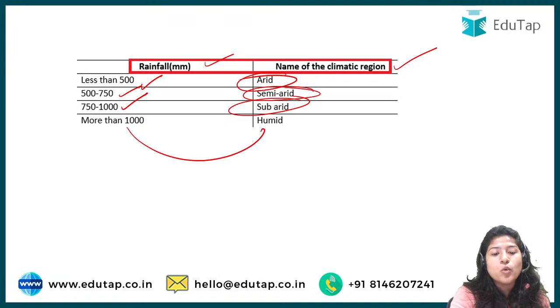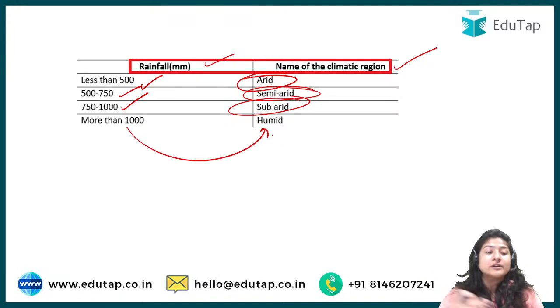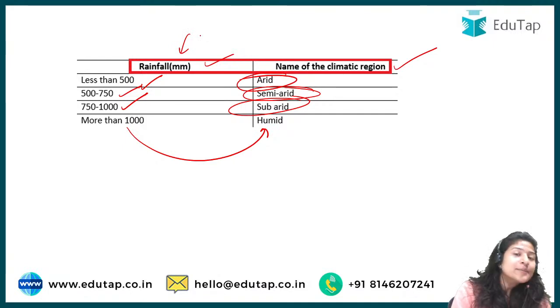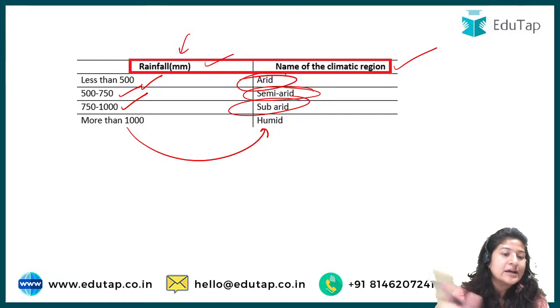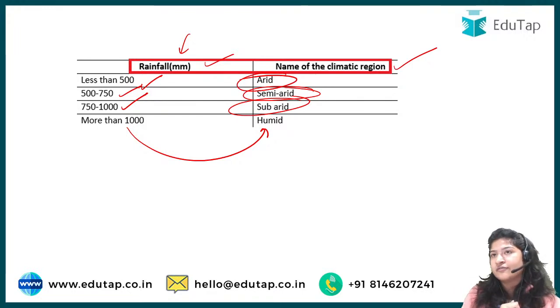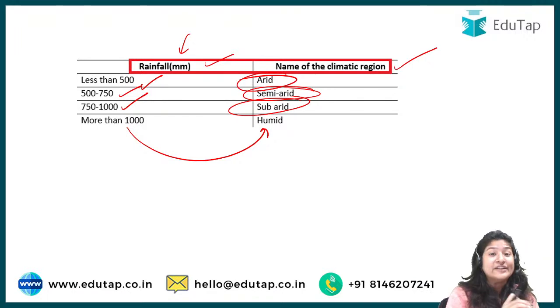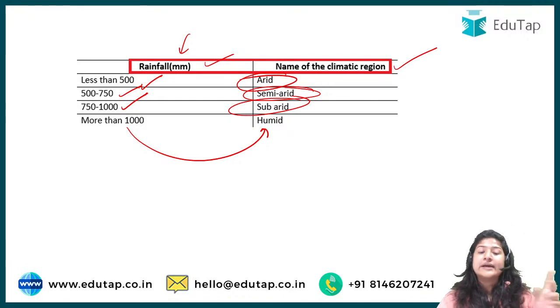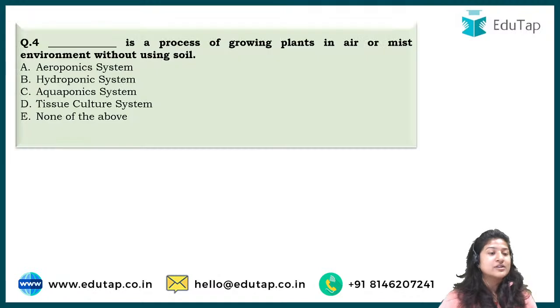And then if we go for more than 1000, that is the mm of rainfall, right? That particular region, and not farming, is known as humid. For farming, we already know that above 1150, it is rain-fed farming. So do not get confused between the area and farming. That was question number 3.